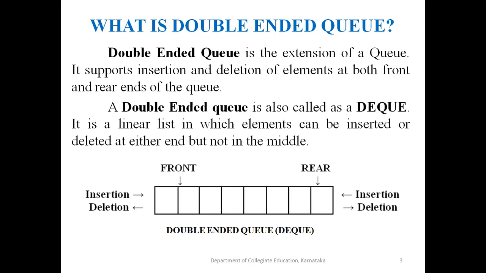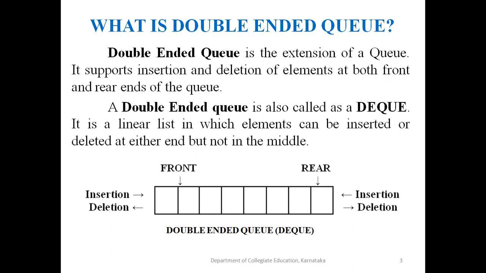We know that a simple queue is a linear data structure in which the data items are inserted from one end called the rear end and deleted from the other end called the front end. So DQ is an extension of a queue where inserting an item into and deleting an item from a queue happens from both front and rear ends of the queue.